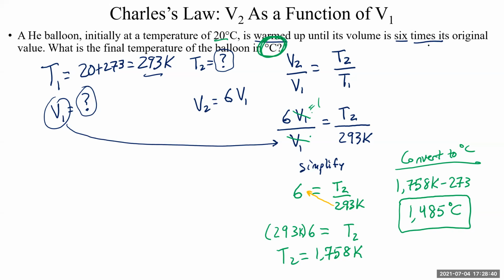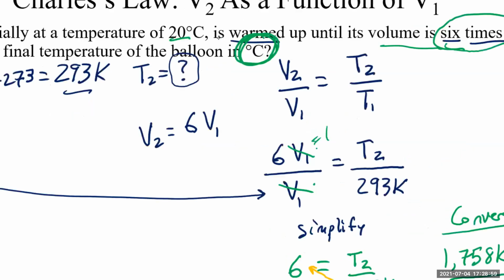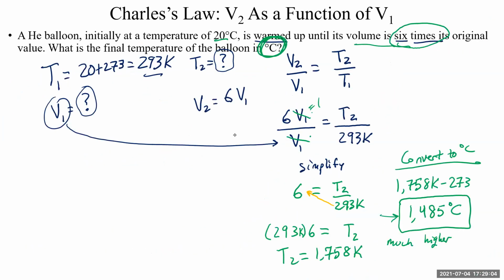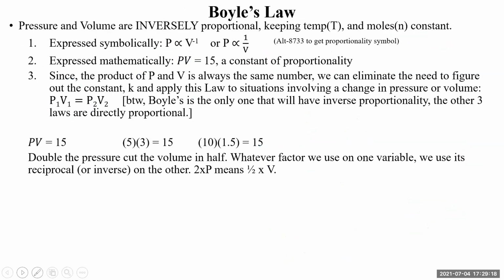So the volume grows by 6 times, therefore we should expect a much higher temperature because volume and temperature are directly proportional. If volume is increasing by a factor of 6, so is the absolute temperature. But notice we didn't end up with 120. We didn't take 6 times 20 to get 120. No, we took the absolute temperature. Volume is directly proportional to the absolute temperature, not to some arbitrarily chosen temperature scale.